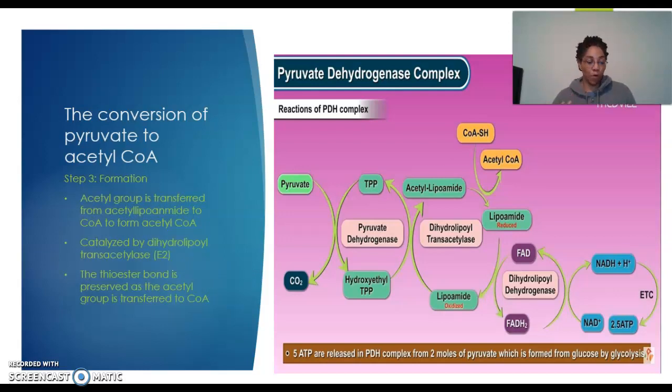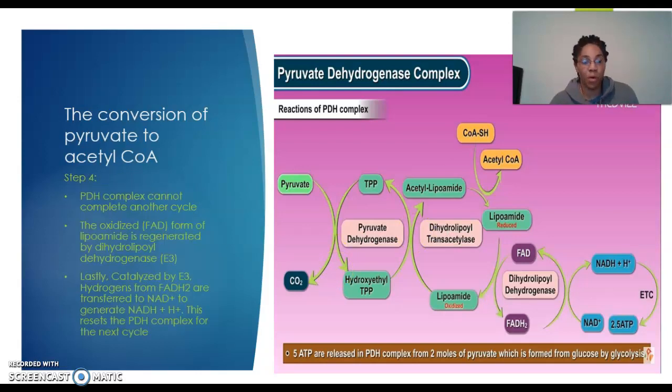Okay, so now we move on to step 3, the formation. The acetyl group is transferred from the acetyl lipoamide group right here to CoA to form acetyl-CoA. This is catalyzed by E2, and the thioester bond that I mentioned in the previous step is preserved as the acetyl group is transferred to form acetyl-CoA. Okay, so now we're not finished. In the next step, you have step 4.